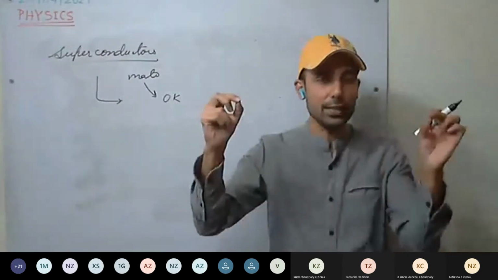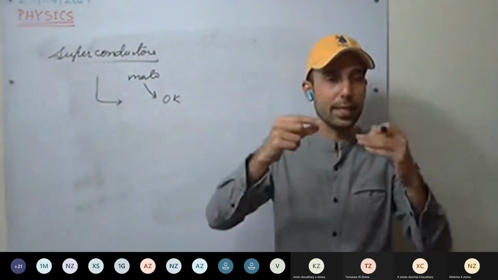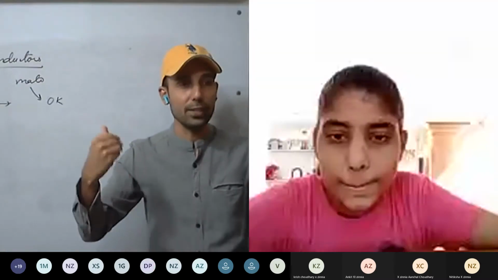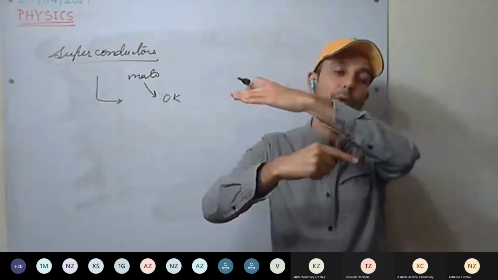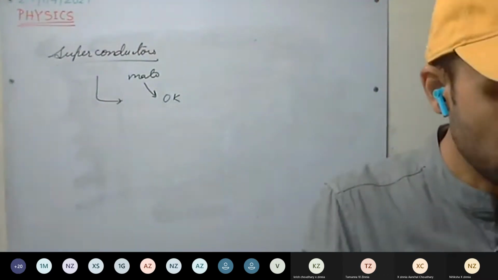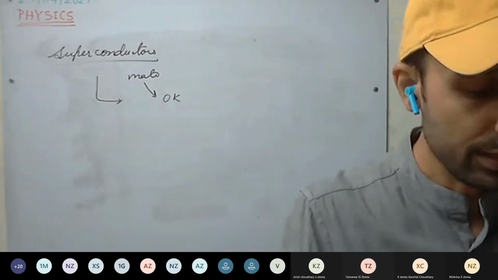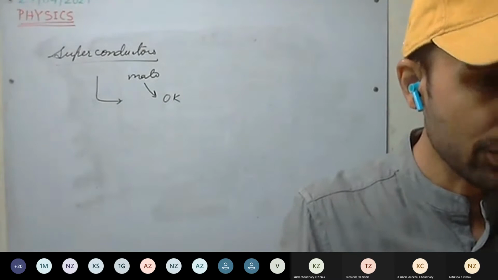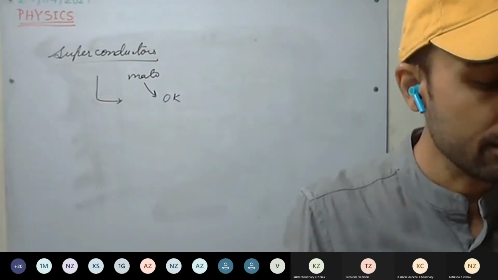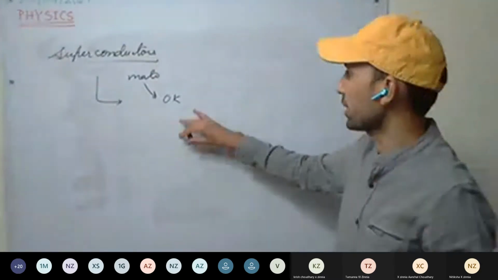So if a wire is cooled down, or the temperature is decreased below 0 Kelvin, and we provide a potential difference across it, current starts to flow. Now, if we remove the potential difference, the current will keep on flowing because there is no resistance offered by the superconductor. For example, mercury below 4.2 Kelvin, lead below 7.25 Kelvin, and niobium below 9.2 Kelvin behave as superconductors.